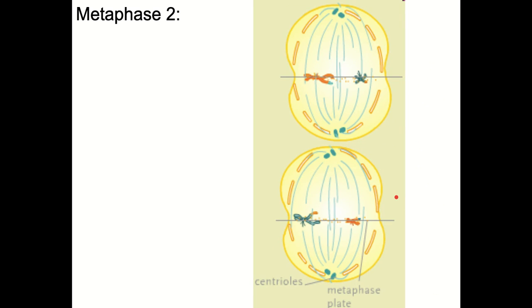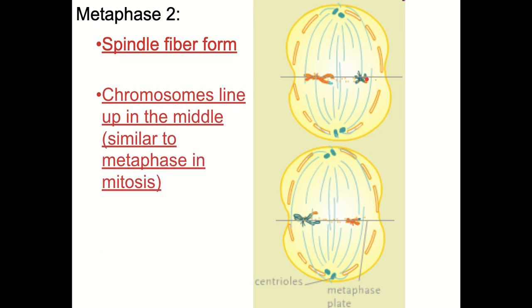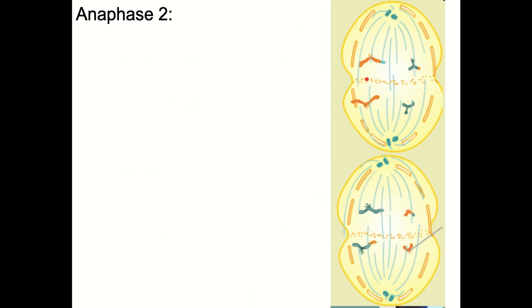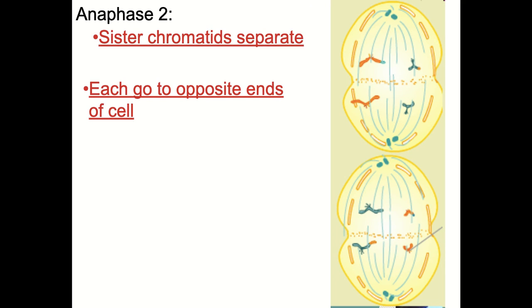Metaphase II, our duplicated chromosomes line up at the center. They're moved again by spindle fibers. Anaphase II, they get pulled apart, same as in mitosis. They move to opposite ends of the cell.